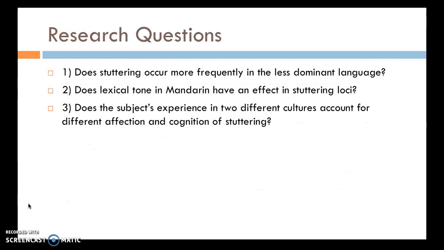In my study, the research questions were, does stuttering occur more frequently in the less dominant language? The second one was, does lexical tone in Mandarin have an effect on stuttering loci? The third one was, does the subject's experience in 2 different cultures account for different affect and cognition of stuttering? Based on these 3 research questions, hopefully I can find out the holistic picture of the individual's stuttering.